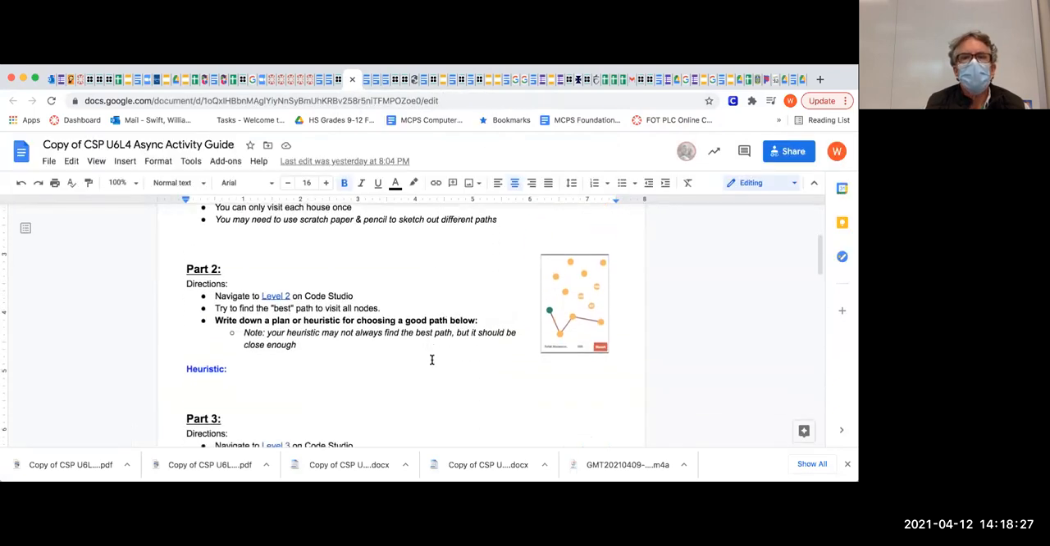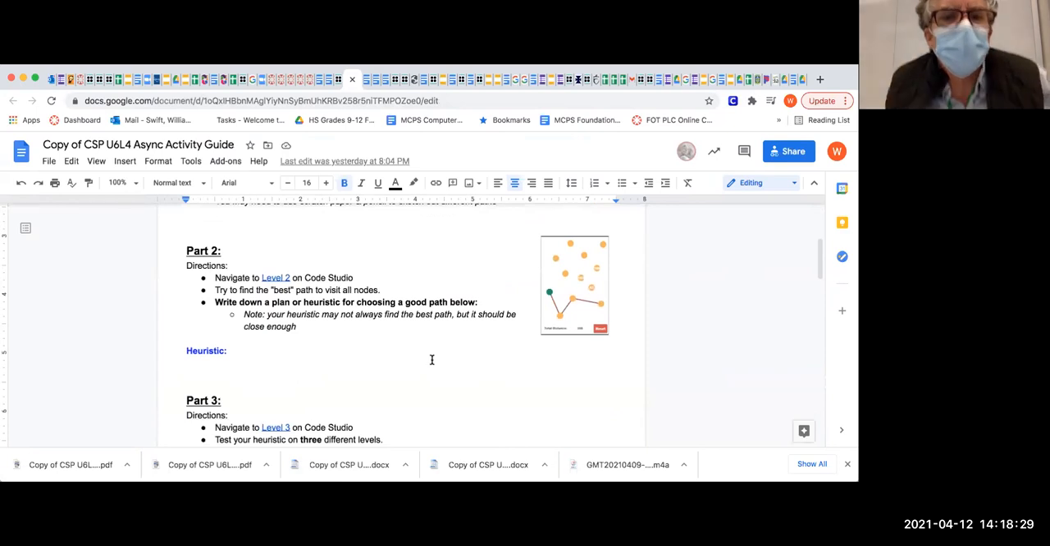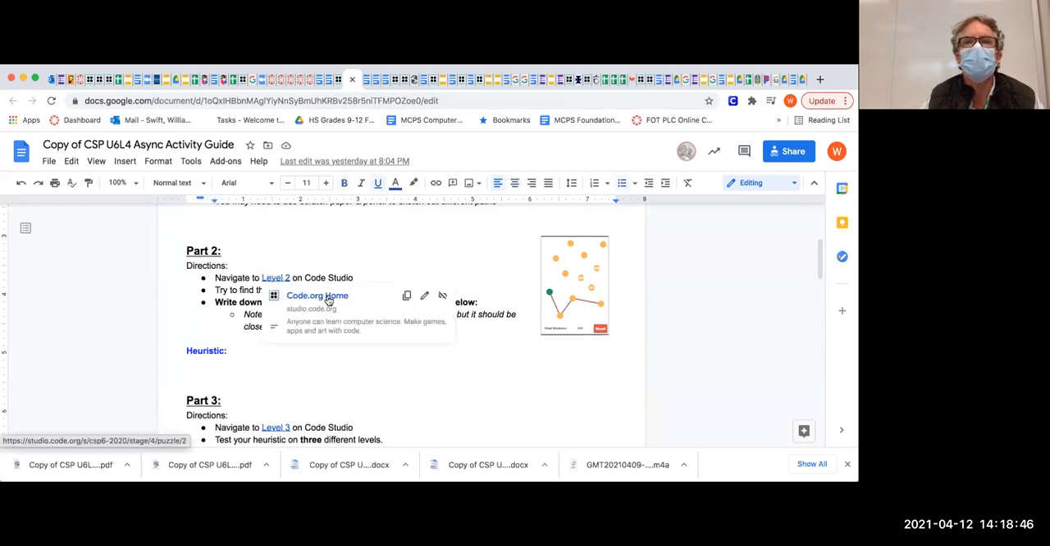Here we are, part 2. Navigate to level 2 on code.org and try the best path to visit all nodes. Try to find the best path. Write down a plan or heuristic for choosing a good path below. So if you click here, level 2, it's going to take you to code.org.